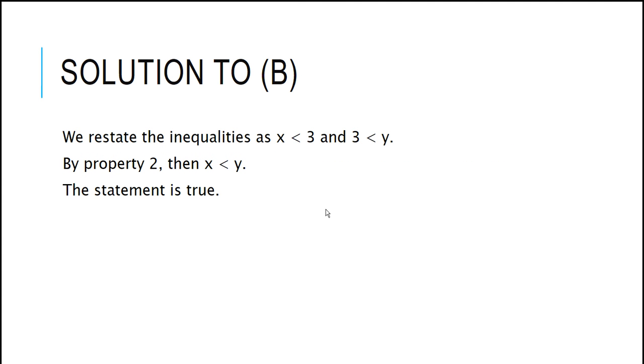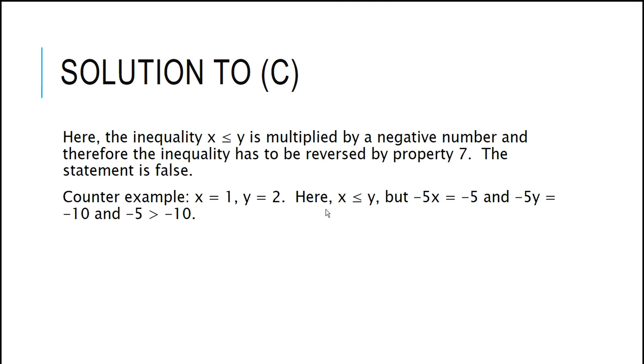For the second part of the question, we restate the inequalities as x is less than 3 and 3 is less than y. And then by property 2, which is transitivity, we can conclude that x is less than y, and the statement is true.